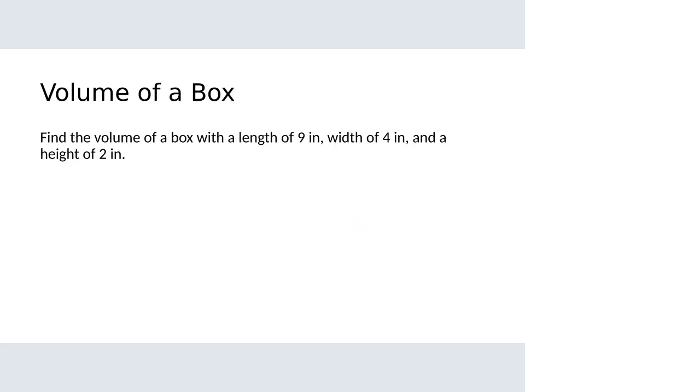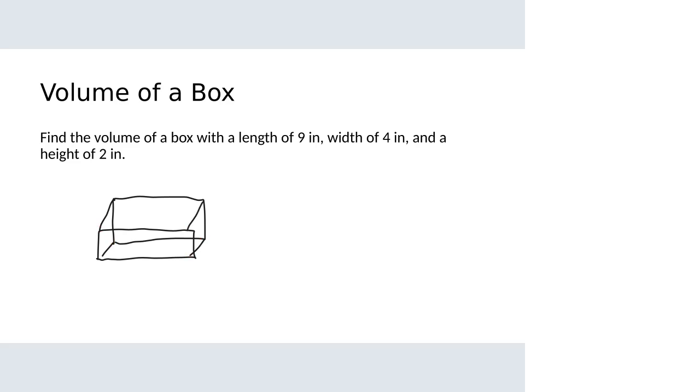Volume of a box. Find the volume of a box with a length of 9 inches, a width of 4 inches, and a height of 2 inches. Again, you don't have to draw a picture, but you might want to. So let's see, we have a box with a length of 9, a width of 4. I won't do a great job with this width, I promise. And a height of 2.